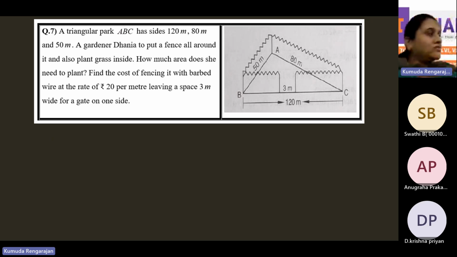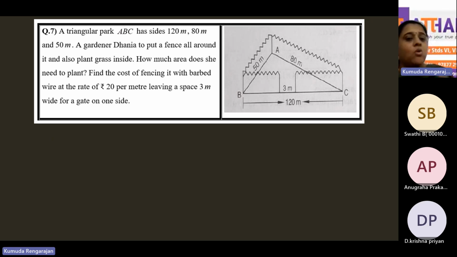Now answer my questions. All of you online students, listen to me. Don't start working. For the triangular field, do we know all the three sides? 120 meters, 80 meters, 50 meters. Yes, we know all the three sides. So can we find area using Heron's formula? Yes. So area we can find.